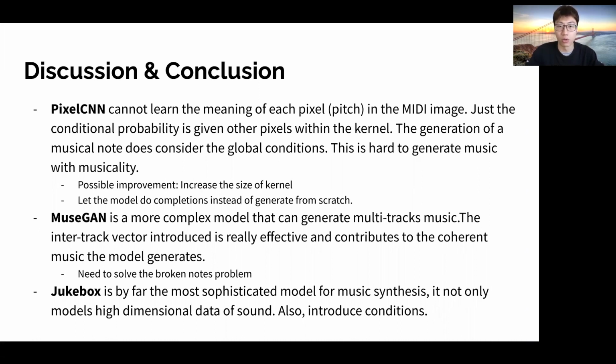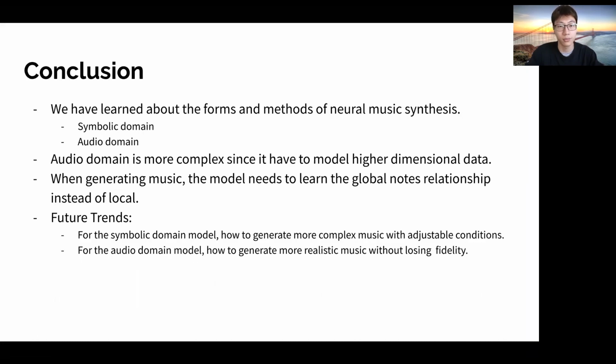MuseGAN is a more complex model that can generate multi-track music. The inter-track vector introduced is rarely effective and contributes to the coherent music the model generates. But it has the problem of broken notes which needs to be solved. Jukebox is by far the most sophisticated model for music synthesis. It not only models high-dimensional data of sound, but also introduces conditions.